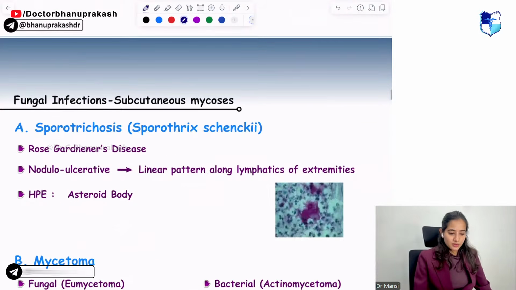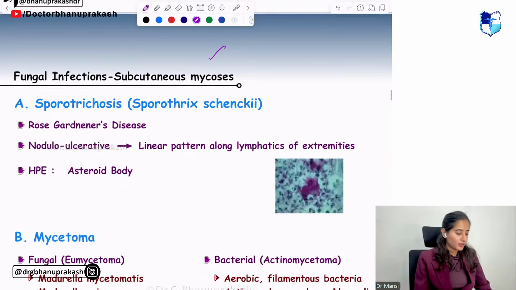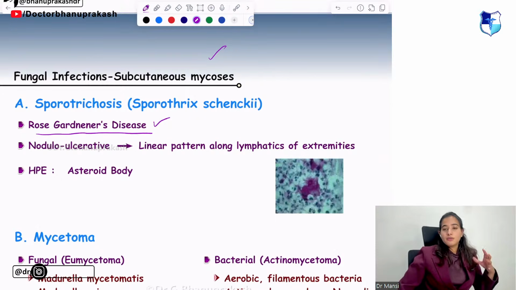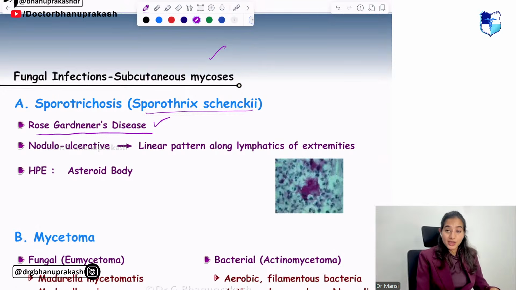Next, we move to the fungal infections. The subcutaneous mycosis, sporotrichosis. I hope that you are aware and have heard of this condition before. It is rose gardener's disease. So a history of a farmer or probably someone who's working in a garden, that kind of history for sporotrichosis will be given. It is caused by Sporothrix schenckii.